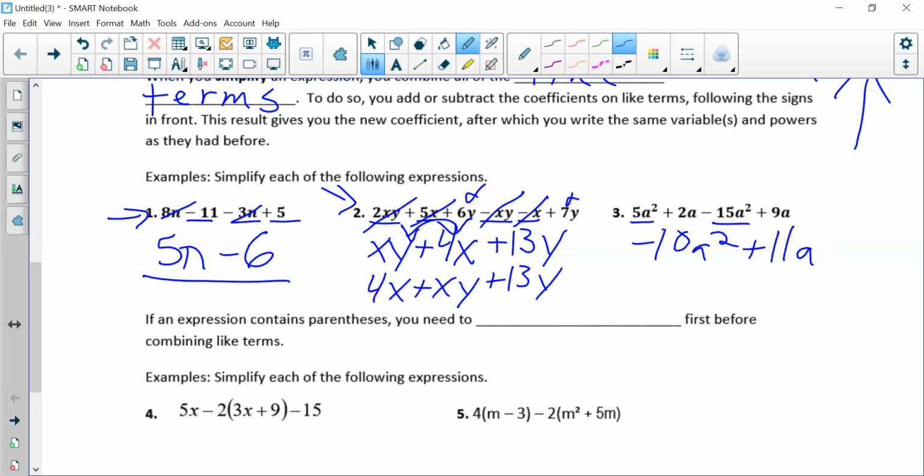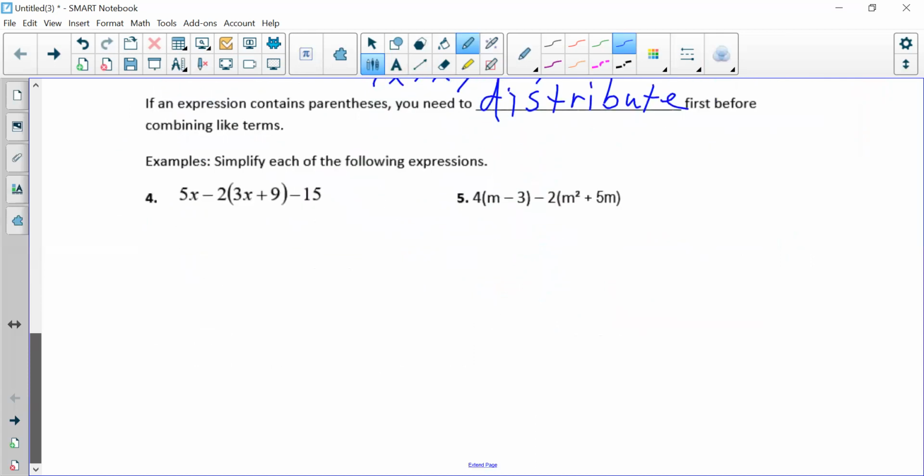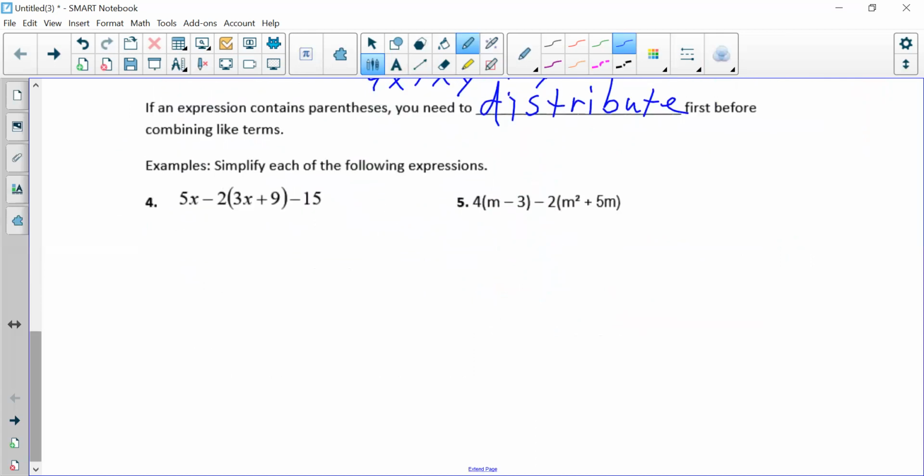All right. If an expression contains parentheses, you're going to need to distribute first before combining like terms. For example, let's look at number 4 and 5 here. All right. Parentheses, let's distribute this. So bring down my 5x. Negative 2 times 3x is going to be negative 6x. Negative 2 times positive 9 is going to be negative 18. And then bring down my minus 15.